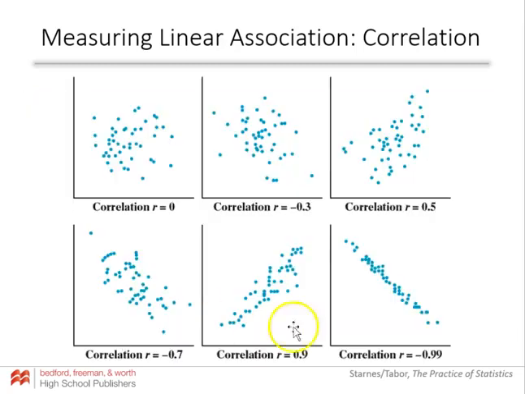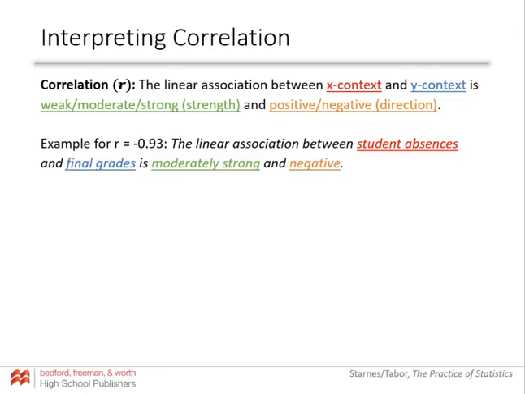Okay, so here are some examples. This has no correlation. This may be slightly negative, so we have -0.3. Whereas this one is a super strong negative correlation that very clearly makes a line shape, so that would be -0.99. We have to be able to interpret correlation, and so we have this interpretation sentence. The linear association between the x value in context, our explanatory variable, and then the y value in context.